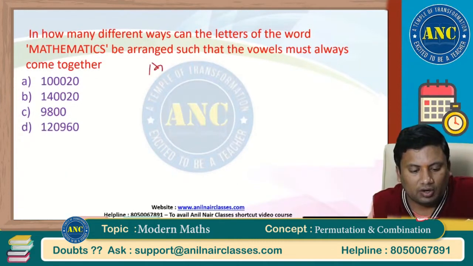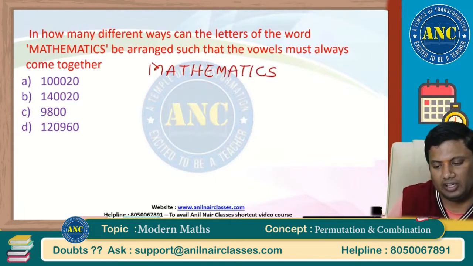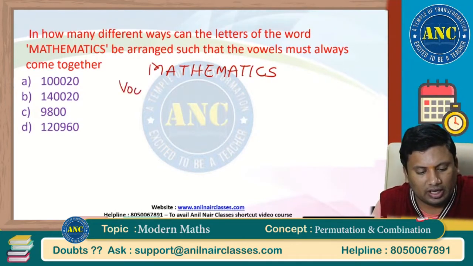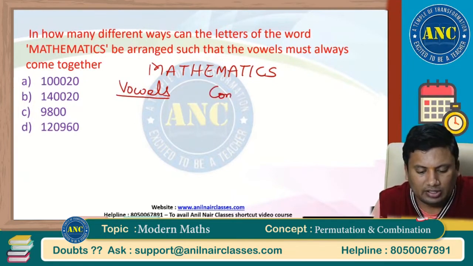In hurry, I wrote I as a consonant. Mathematics. See here. In how many different ways can the letters of the word be arranged? Let us solve this question again. Vowel, and it is consonant. Vowel and consonant.